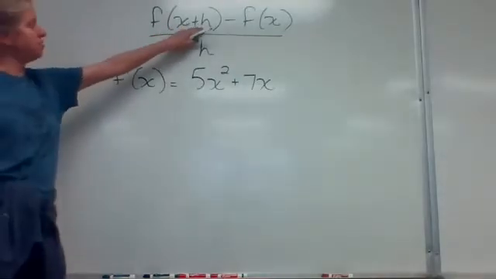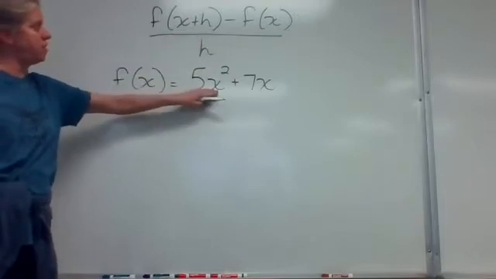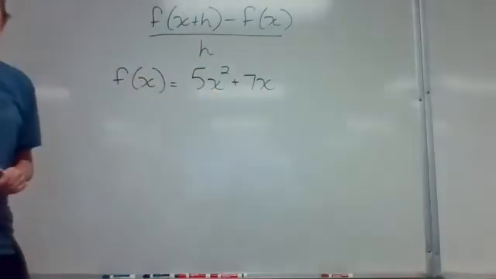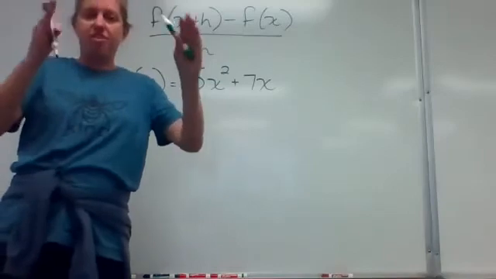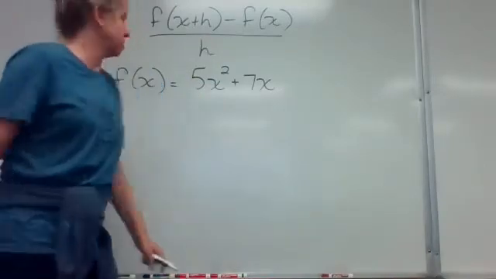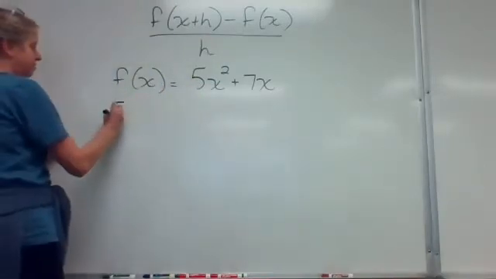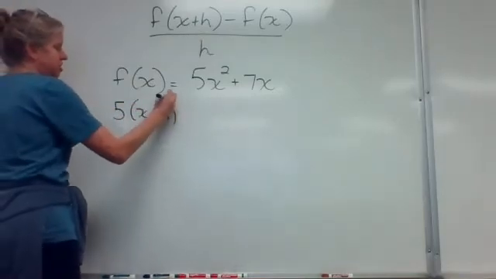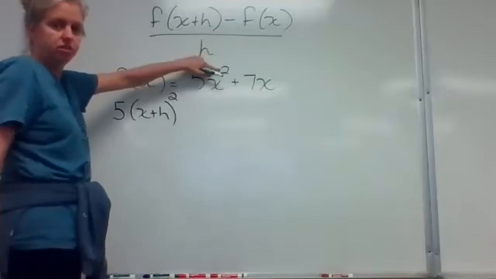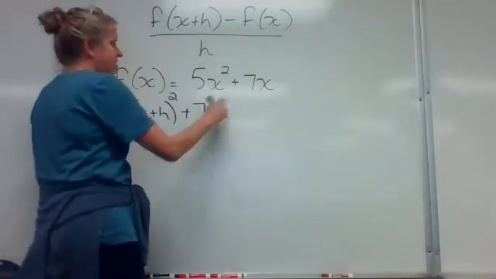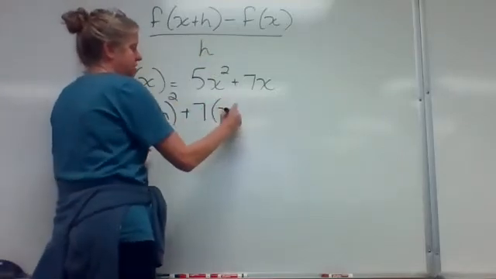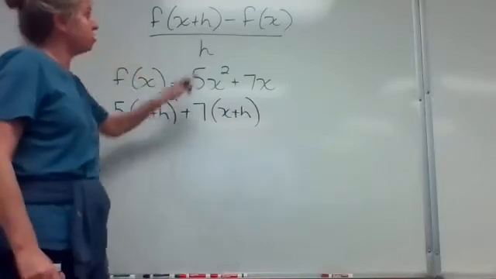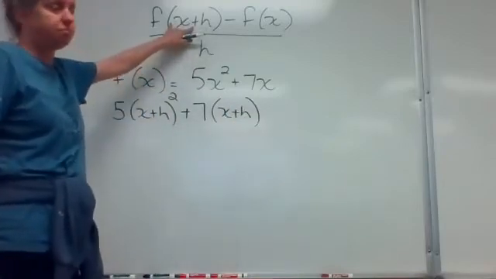So the first part of the difference quotient says to go to your function and replace those x's with x plus h's. So let's see what that looks like. I'll have 5. Instead of x, I'll write in x plus h squared plus 7. I'm going to write in x plus h. So there's the first part.